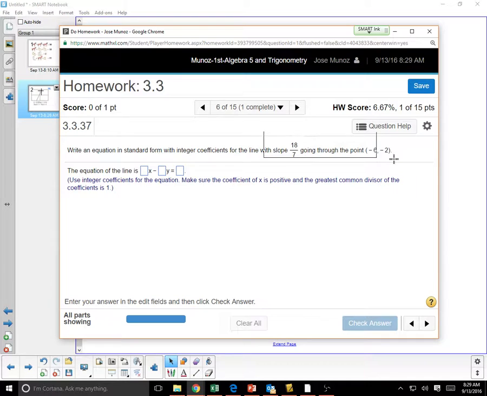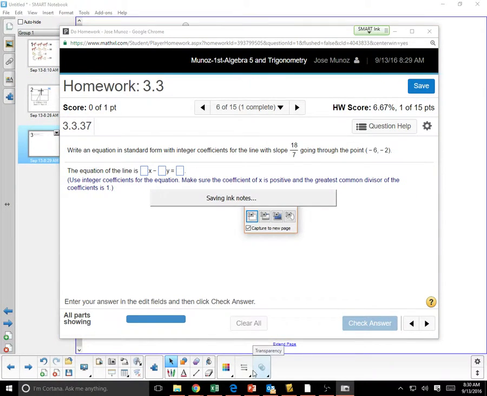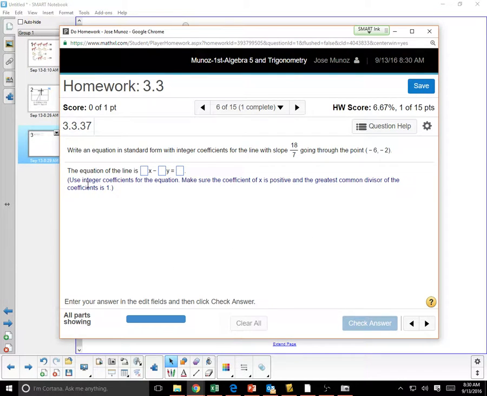Okay, so here's what I know. 1 plus 1. Wait, this is that one that I didn't. This is the one we were doing together, correct? So, here we go. Now what does the question say? Write an equation in what form? Write it in standard form. If the coefficients of the line have a slope of 18 over 7, going through the point -6 comma -2.